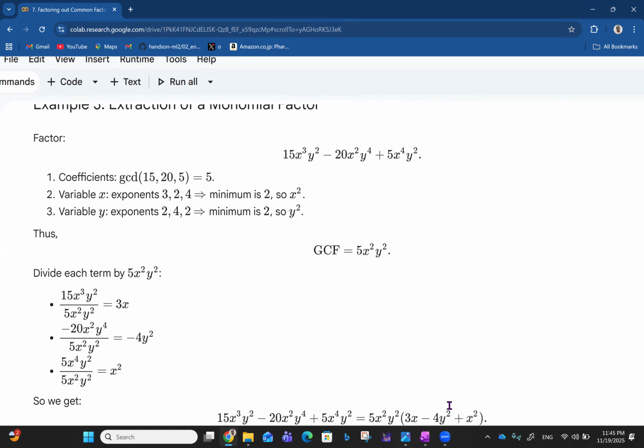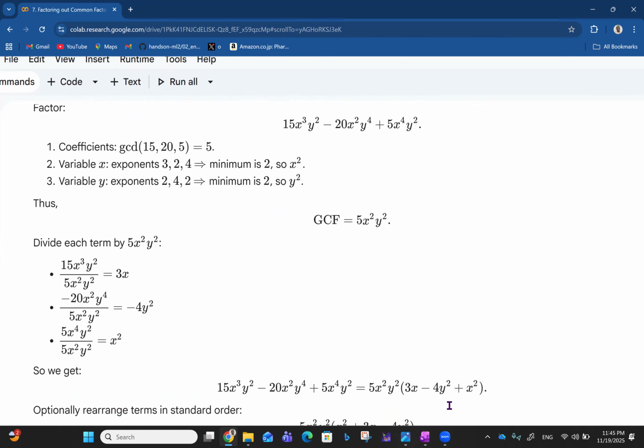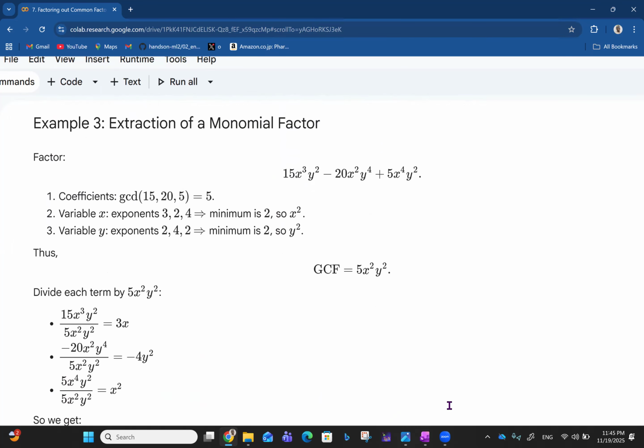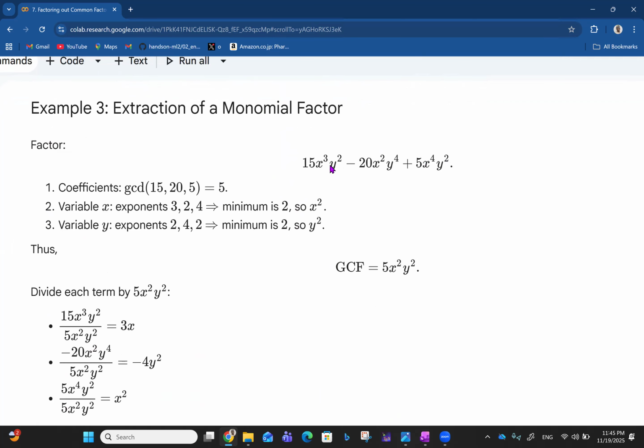Okay. So we have example 3 in that regard. First of all, extraction of a monomial factor from 15x cubed y squared minus 20x squared y raised to 4 plus 5x raised to 4 y squared. So first of all, the coefficients are 15, minus 20. Well, you can leave the sign alone. 15, 20, and 5. So the greatest common factor of 15, 20, and 5 is simply 5, right?